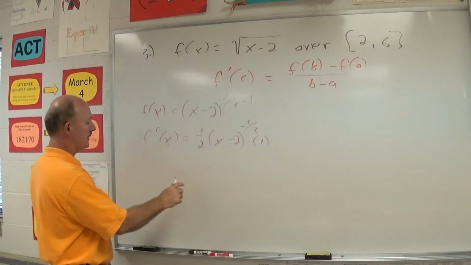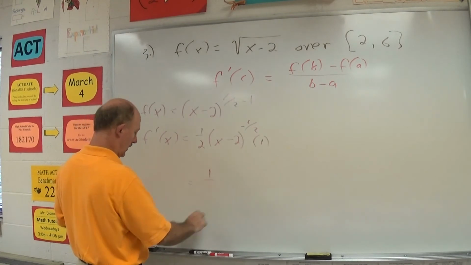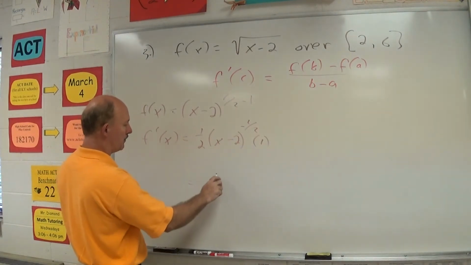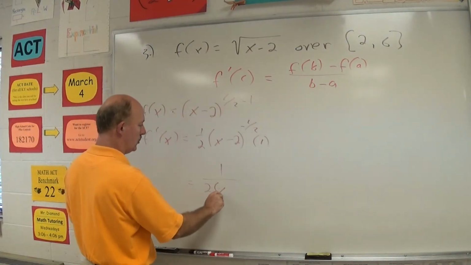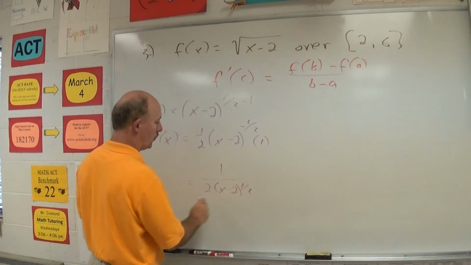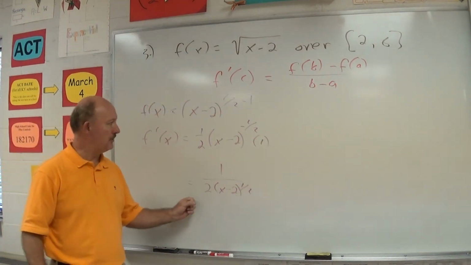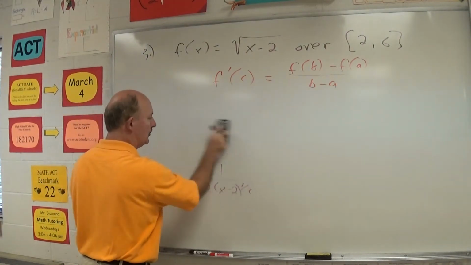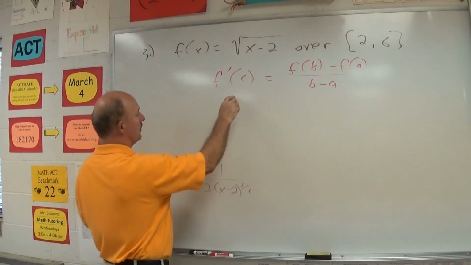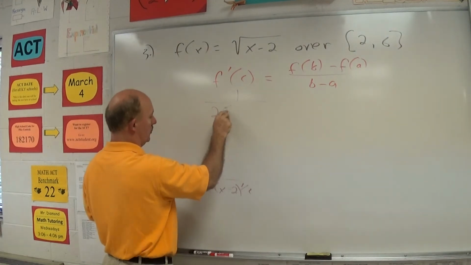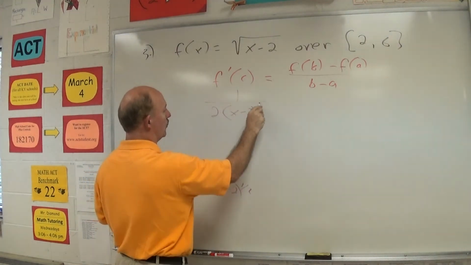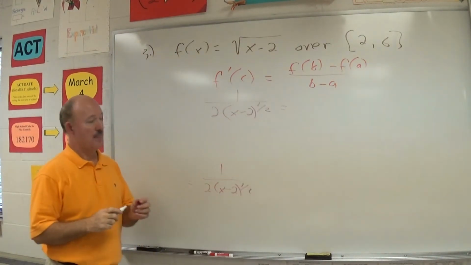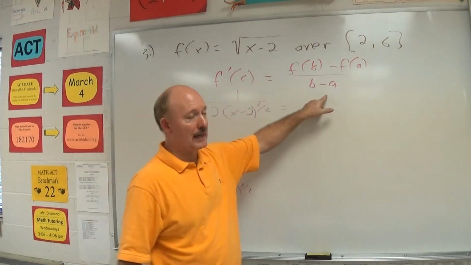Now rewriting this, we'll write this without the negative exponent. It will be 1 over 2 times x minus 2 to the positive 1/2 power. All right, so this is our derivative. Now let's take this expression, and then we set up our equation over here. This will be 1 over 2 times x minus 2 to the 1/2 power. Now that has to equal our average rate of change.